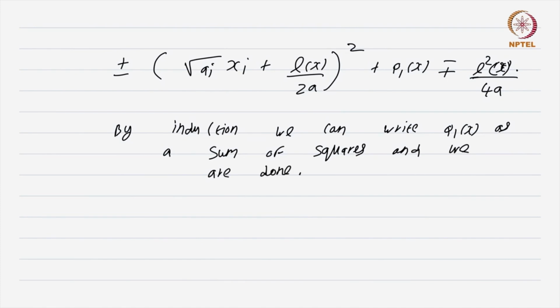So this concludes the proof under the scenario that there is a term of the form plus or minus ai xi squared. Under that scenario, we have managed to write this quadratic form q as a sum of squares of linear functionals. Excellent.